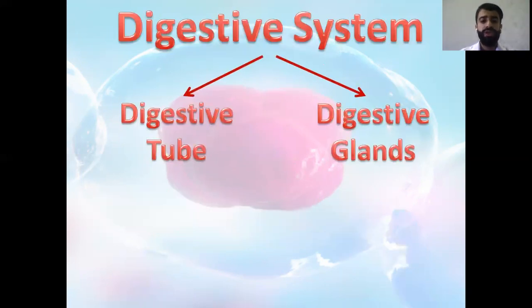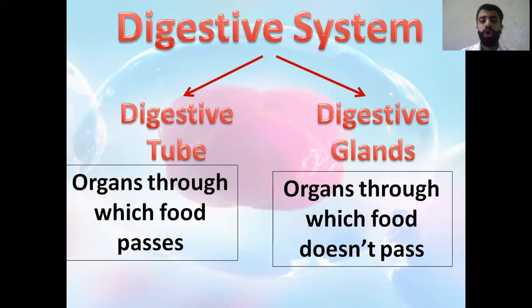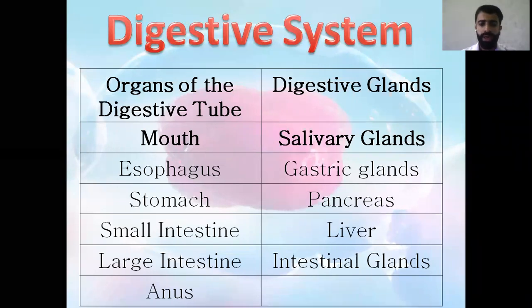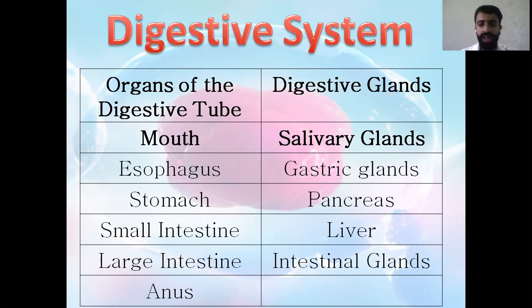The digestive system is divided into the digestive tube and the digestive glands. Digestive tube: organs through which food passes, whereas digestive glands: organs through which food doesn't pass. Organs of the digestive tube include the mouth, esophagus, stomach, small intestine, large intestine, and finally the anus, where excess food is excreted outside the body in the form of feces or stool. Digestive glands are the salivary glands, gastric glands, pancreas, liver, and intestinal glands.